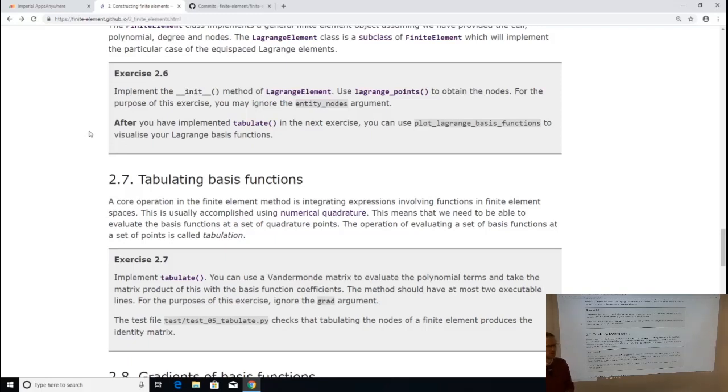So tabulation is taking, for a particular finite element and a particular set of quadrature points, the values of all of the basis functions at those quadrature points, which produces a table, which is number of basis functions by number of quadrature points, or the other way around. I'd have to check the documentation. And hence the name tabulate. So that's what this does mathematically.